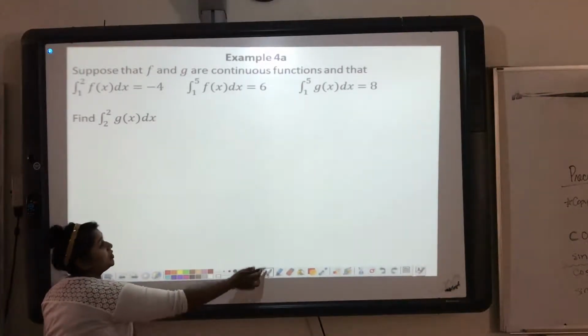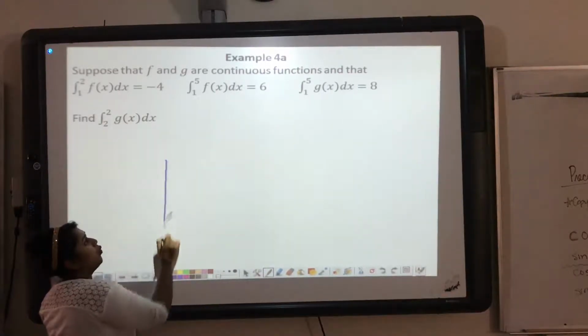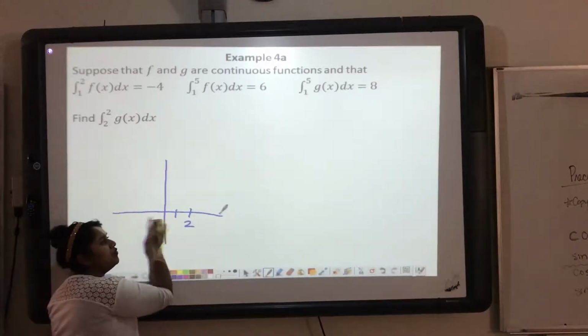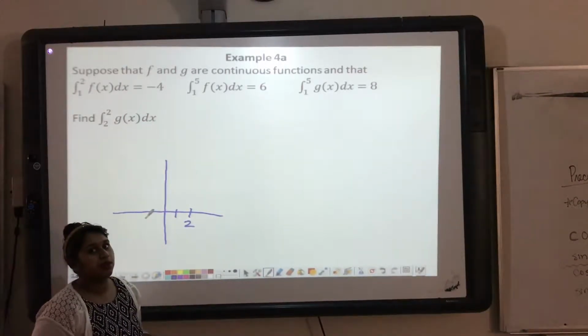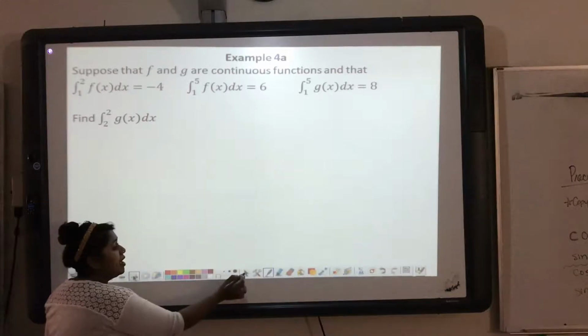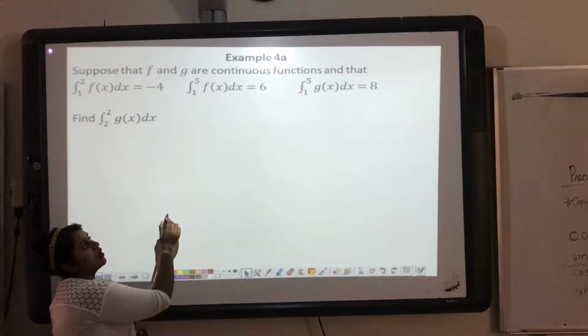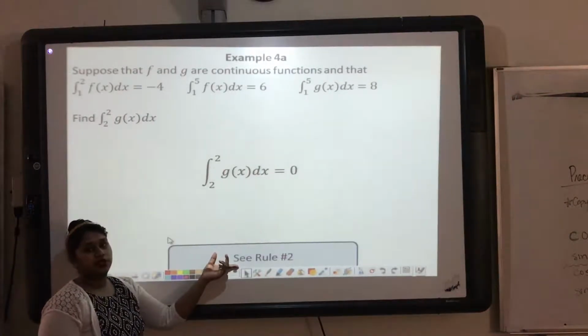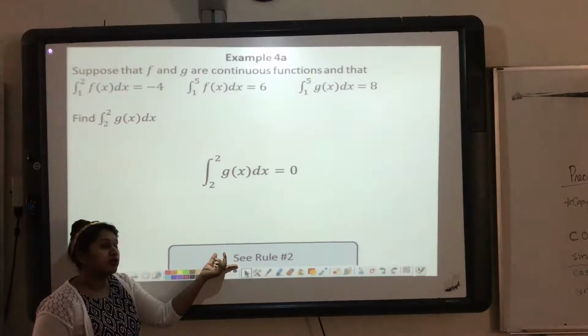So you have to think, even though we don't know what this graph looks like, whatever my graph is at 2, if I'm not moving anywhere, how can I possibly create a shape? So if I cannot create a shape, what do you think my answer is? You are correct if you guessed 0. This is the 0 property rule. It's on your front packet. It's property rule number 2.